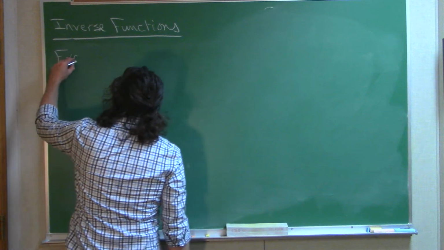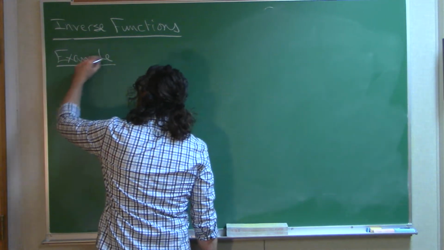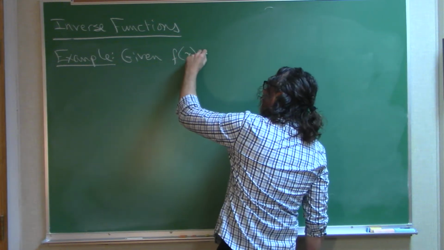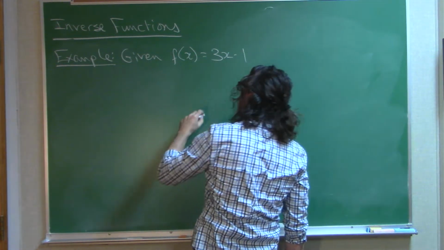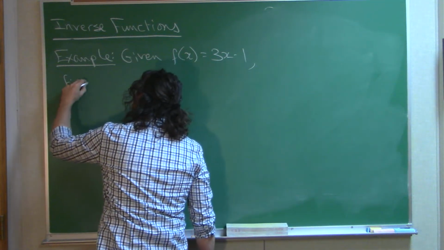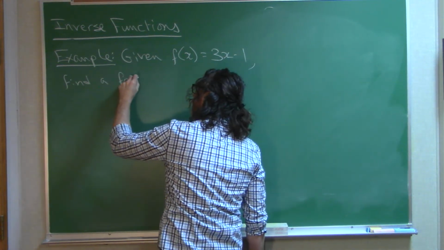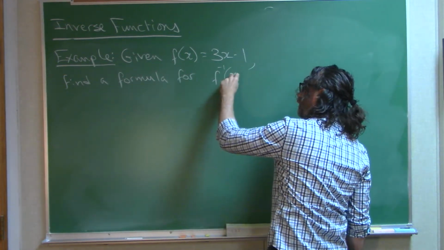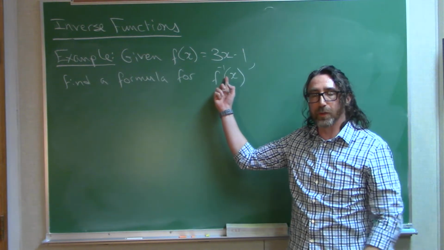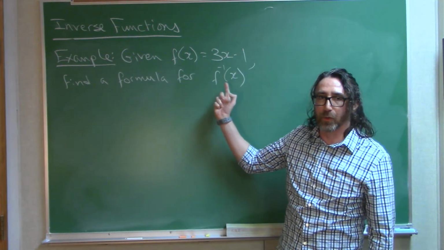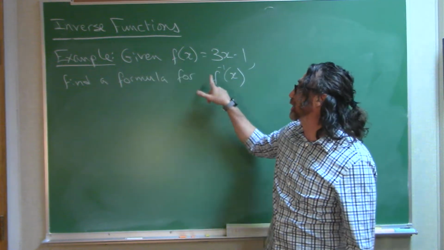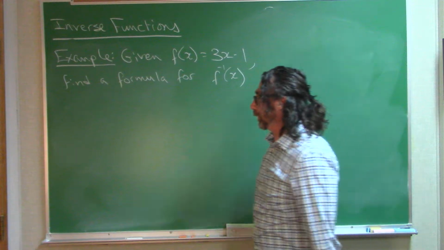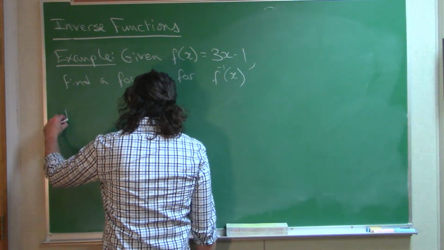So, quick example. Given f of x equals 3x minus 1, find a formula for f inverse of x. Okay, so that is the notation for the inverse function. It's the same function's name, but there's a little -1 there. Okay, so let's think about what f does.